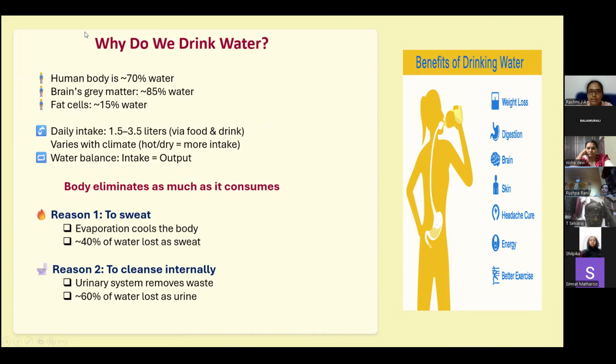Then the brain's gray matter is 85% water. Fat cells are 15% water. Here I have an interesting fact to tell you. In our olden days, in our tradition, whoever comes inside our home as a guest, or if we are going outside and coming in, what is the first thing we do for our guest? Any idea? Any suggestions? If a guest comes to our home, what is the first thing we do? We give water to them. Water. Why?